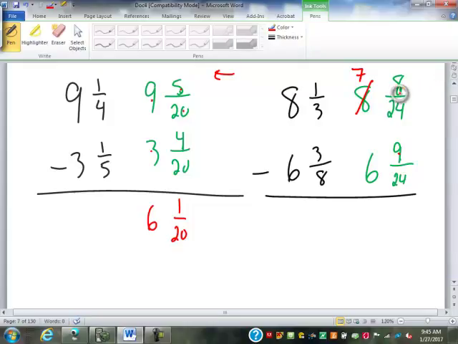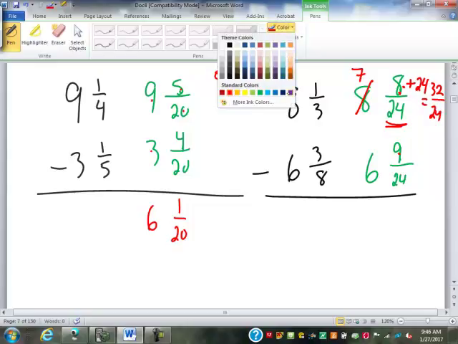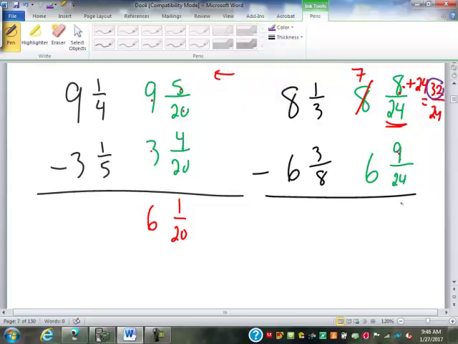What happens here? Yeah, we have to add 24 to it. We borrowed one whole object, but that has to be broken into pieces. The denominator tells us how many pieces it breaks into. So 24 plus 8 is 32 24ths. 32 minus 9 is 23 24ths. 7 minus 6 is 1.